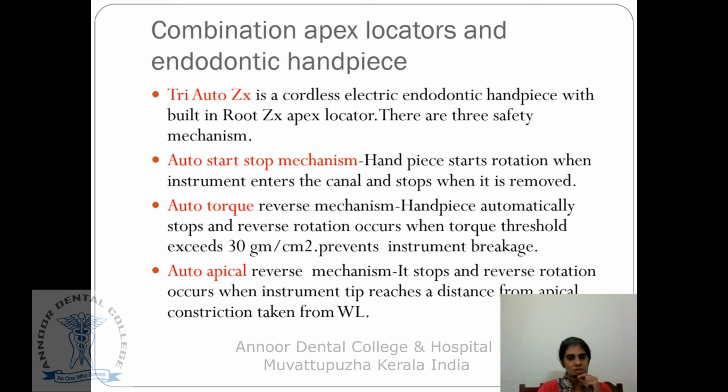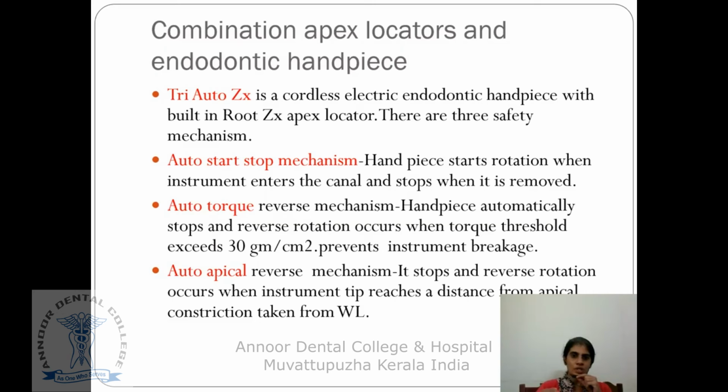Let's see what an auto start stop mechanism is. Here the handpiece starts rotation when the instrument enters the canal, and when the instrument is removed from the canal, the handpiece stops automatically. Auto torque reverse mechanism is where the handpiece will stop rotating once it reaches the torque threshold. That is, once it increases to a value of 30 grams per centimeter square, this handpiece will stop rotating.